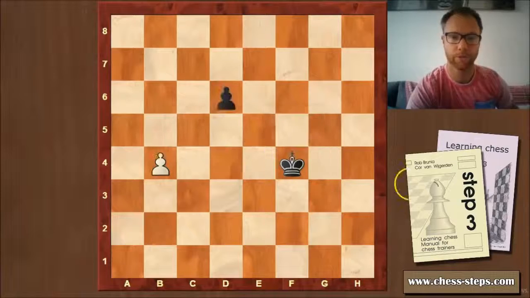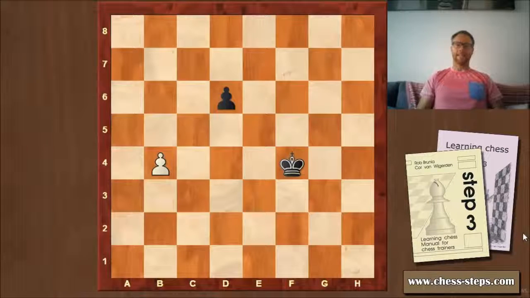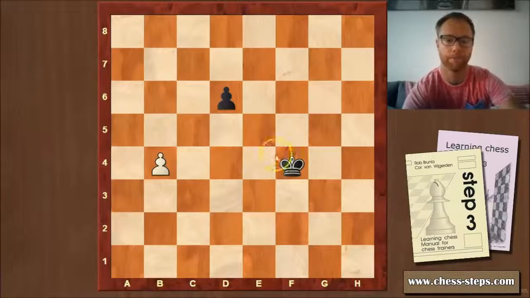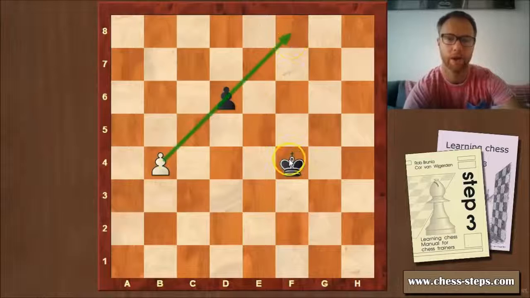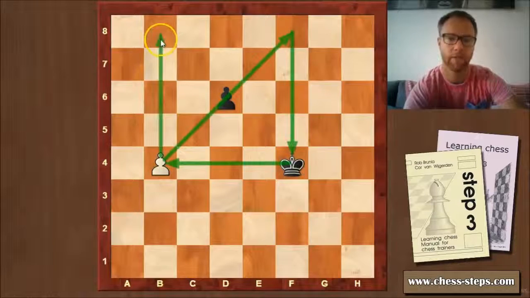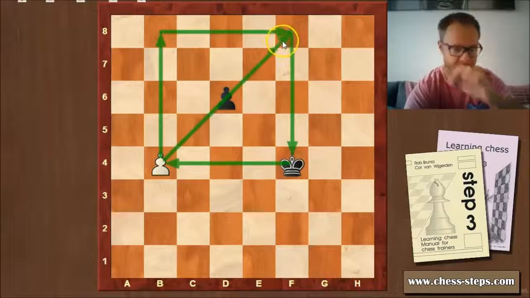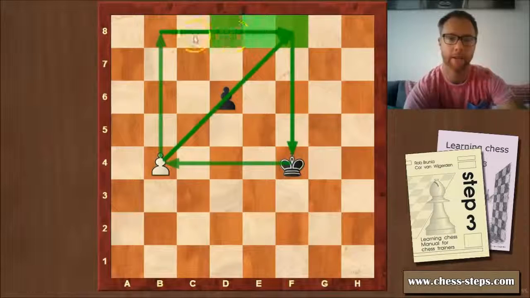Let's move on to the next position. This is a tricky position. We see a pawn on b5, a white pawn. And the square of the pawn is 5 by 5. And the black king is inside the square.